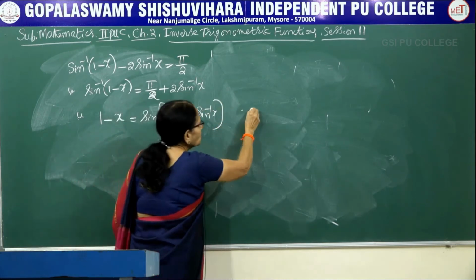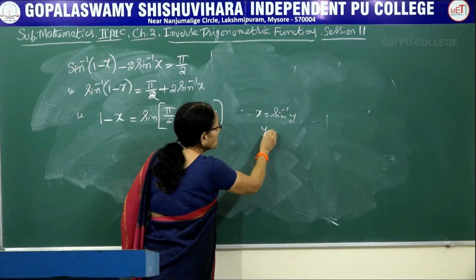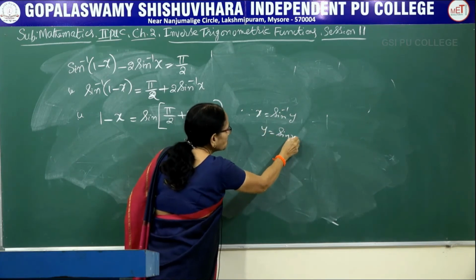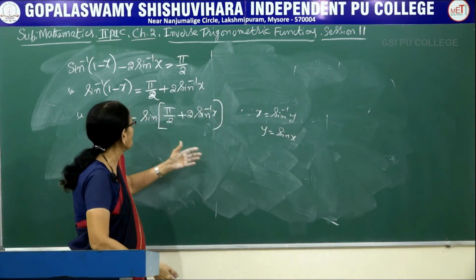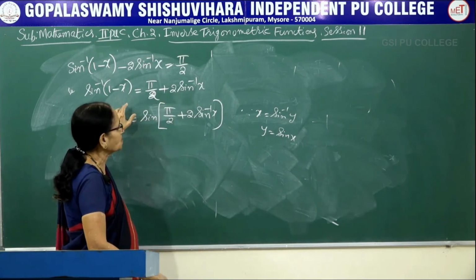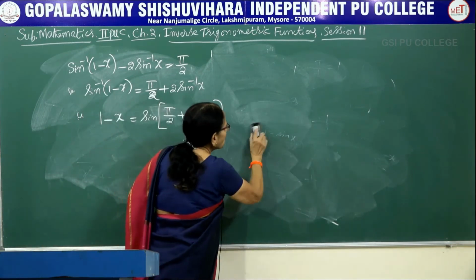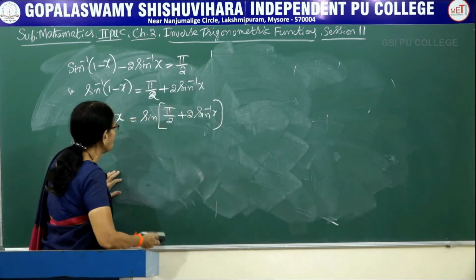See, because we know that if x is equal to sine inverse y, how do you write this one? y is equal to sine x. I am using the basic thing here. See here, sine inverse of something is equal to some function means that 1 minus x could be written as sine of the right hand side. So I am making use of that property here.